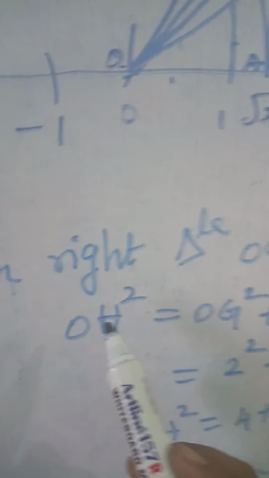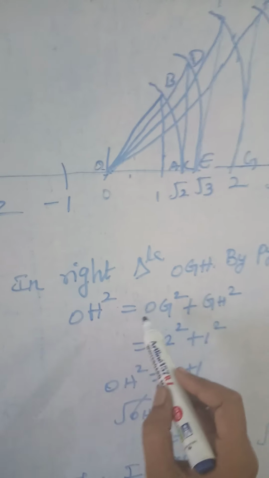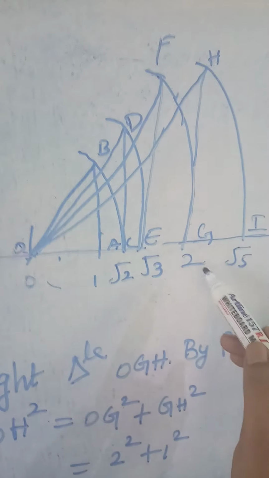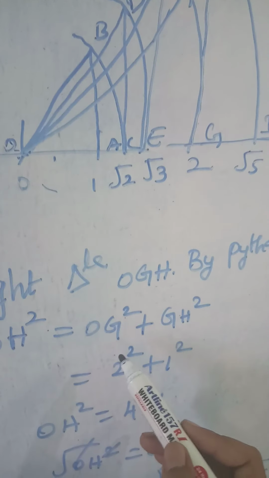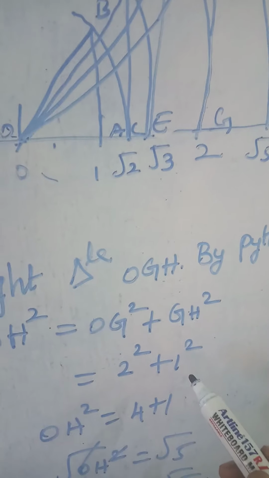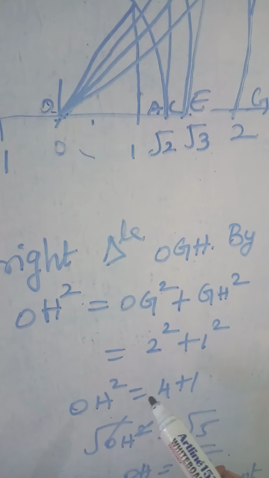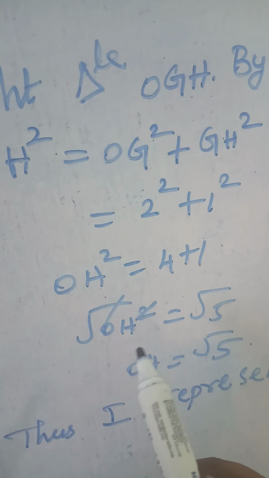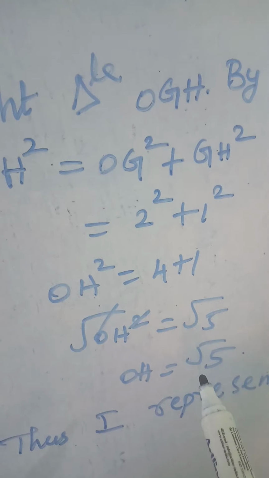So again we are using Pythagoras theorem. OH square is equal to OG square plus GH square. So OG is what? OG is 2. So 2 square plus GH. GH is 1. So 1 square. OH square is equal to 4 plus 1. So we have to find OH only, not OH square. So square root, OH is equal to root 5.